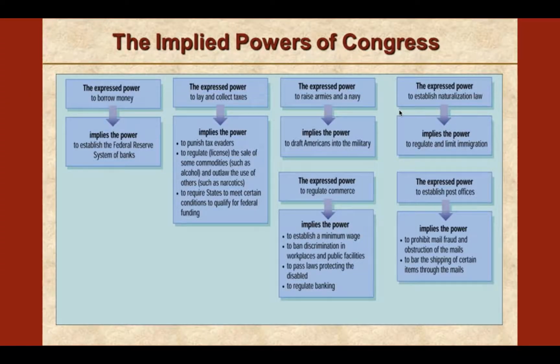The example I used in class are stamps, but there are other examples. So take a look at this. Congress can establish post offices, but that implies that they can stop the shipping of certain items through the mails. You can't lie and try to steal money from people through the mail. It's called mail fraud. To establish naturalization laws implies that Congress can regulate and limit immigration. Think about what that means in our world today. The express power of raising armies and navies implies that Congress can have a draft. The Implied Powers Clause allows Congress to stretch their powers.